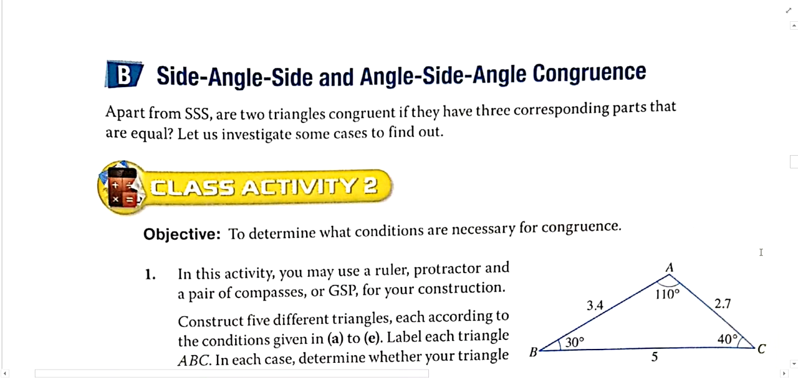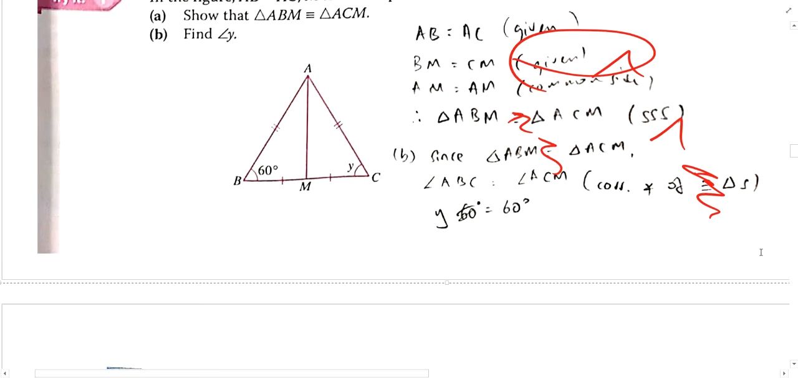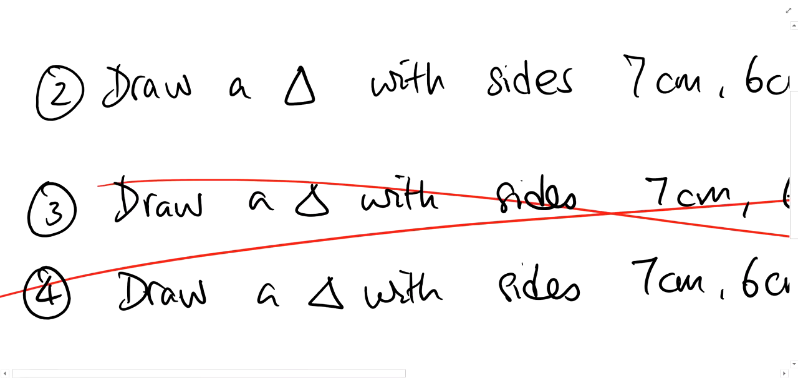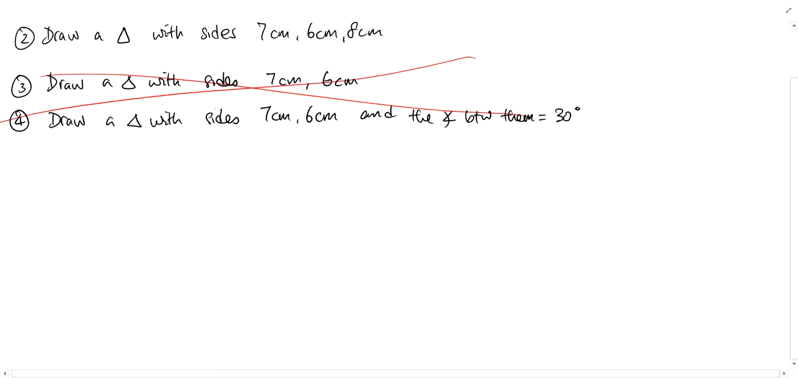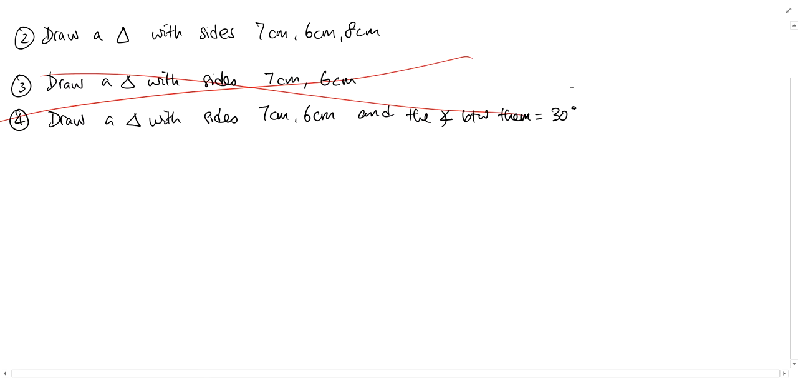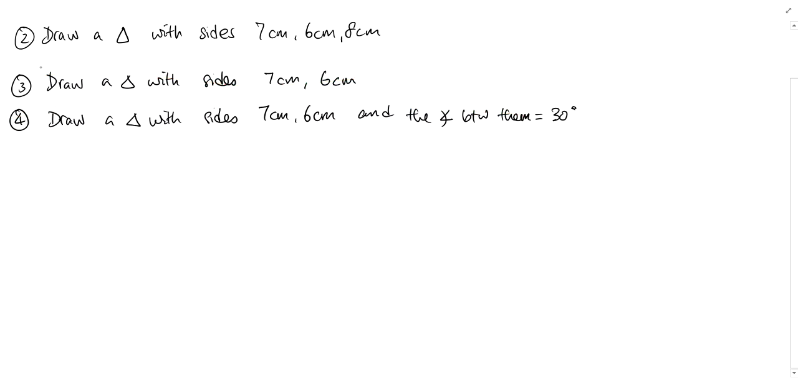Okay. Besides the SSS congruency test, there are other tests that we can use. Now your next job is to draw a triangle with sides 7 cm and 6 cm. So point number 3. Have you already done that? Yeah. You have, right? Okay. Now next one, point number 4. Draw a triangle with side 7 cm, 6 cm, and then the angle between them must be 30 degrees. Okay? So now you are going to do point number 4.